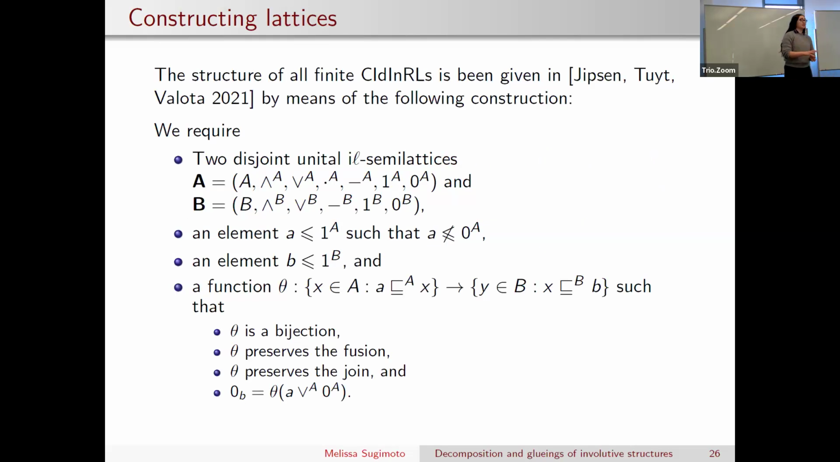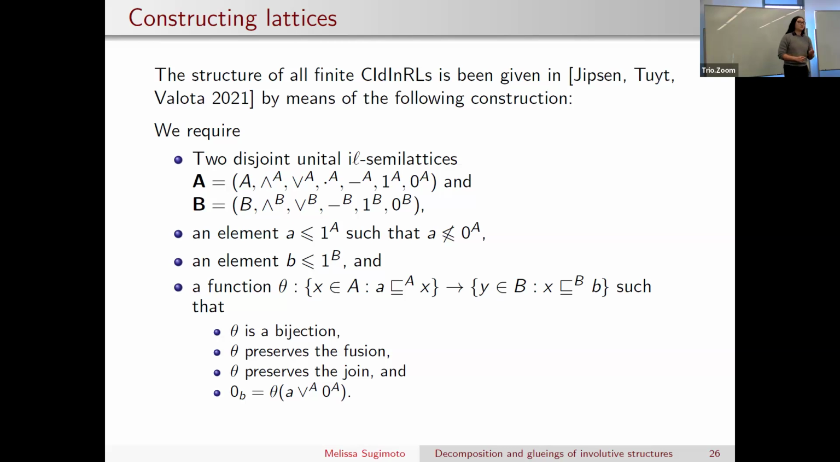In fact, the structure of all of the finite commutative, idempotent, involutive, residuated lattices, which is a mouthful and which is why I usually prefer to say unital IL semilattices, has been given in a 2021 paper by my advisor here, as well as Tuyt and Diego Valota. And it's by means of this construction, which I'm just going to quickly try to list out here so that I can try to generalize it to our non-idempotent setting.